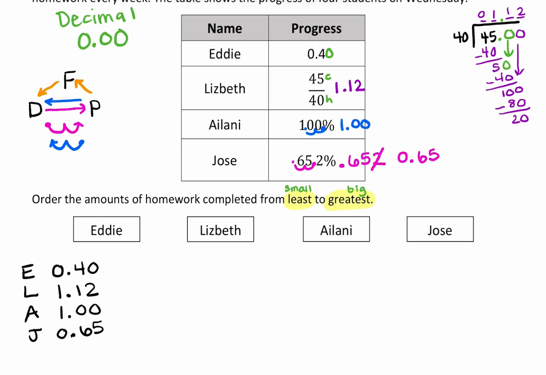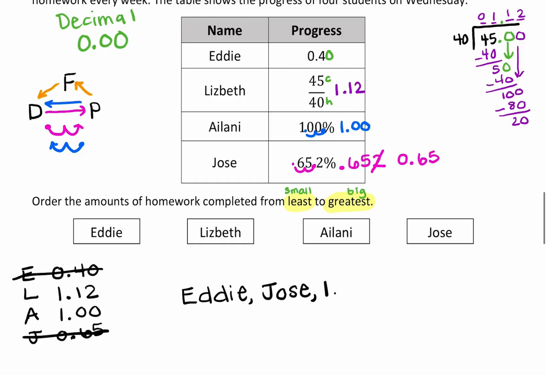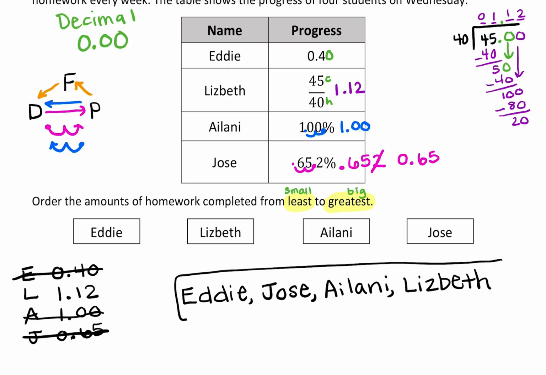Okay, so small to big. So smallest is what money? Okay, Eddie, because he only had 40 cents. Okay, Eddie's gone. Now Jose was 65 cents. Ailani was $1. Oops, sorry. I'm supposed to be writing Ailani. And then last was Lizbeth. She had the most money. So once you get everything to look like money, it becomes very easy.